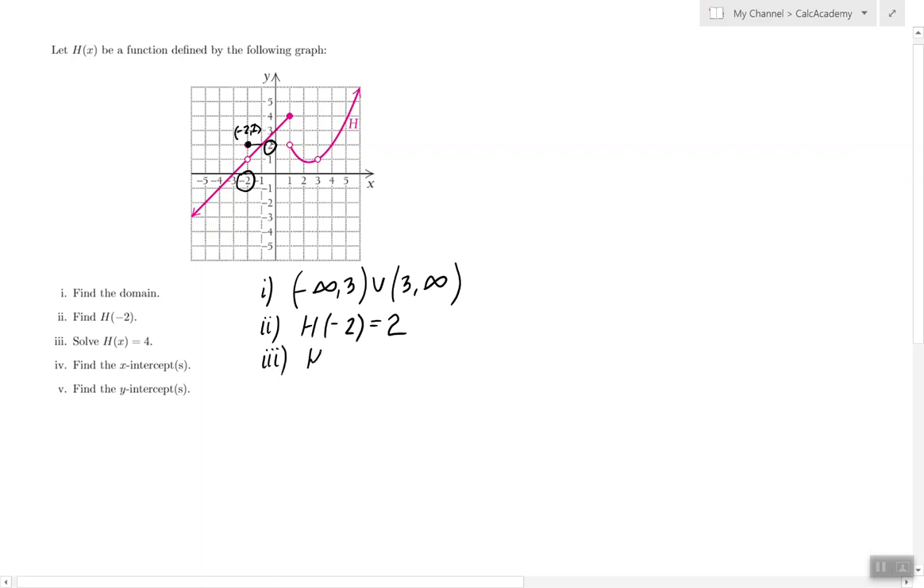Now, what does it mean to solve h of x equals 4? To solve h of x equals 4 means we're looking for all the inputs which will produce output 4. That means we're looking for all the x values where the graph of the given function intersects the horizontal line y equals 4. So it's easy to see that there are two such inputs, 1, and here if we round it, then 5 will be that input. So the solution of this equation has two values, 1 and 5.